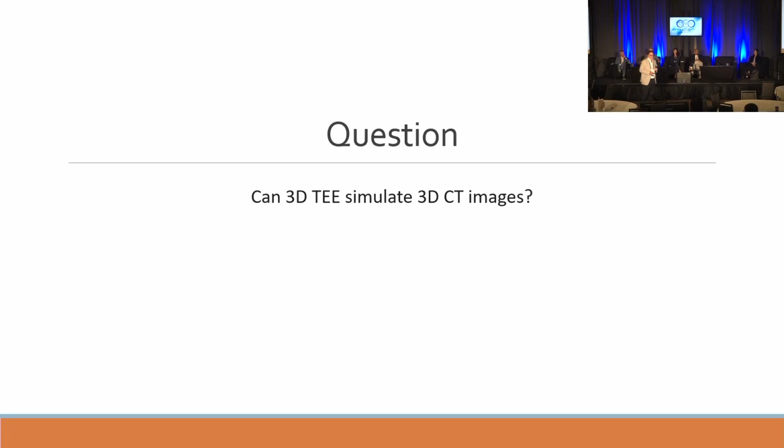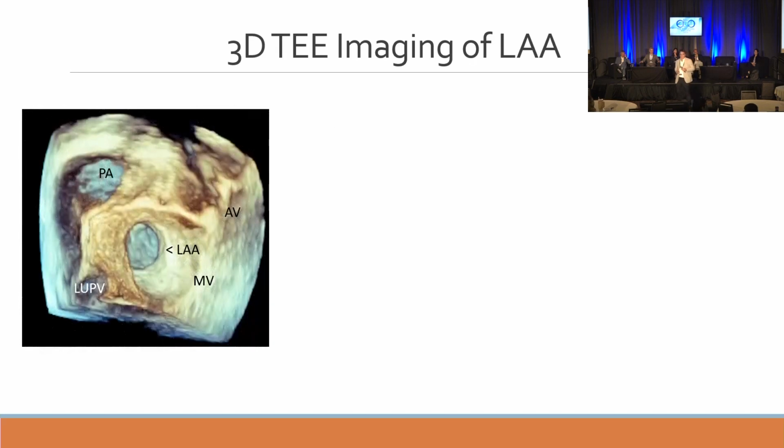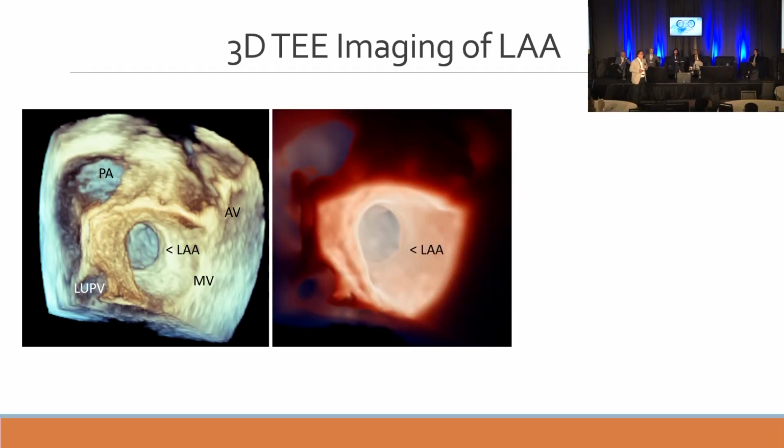So the question is, can we do the opposite? I showed you how CT can emulate TEE images, but can TEE emulate CT images? Okay? And this is the typical representation of the 3D left atrial appendage in my lab. So we put the left atrial appendage in the middle. The mitral valve is about 5 o'clock, the pulmonary artery at 11 o'clock, and the left upper pulmonary vein about 8, 9 o'clock. The reason we chose it is that it's just one tilt left from the surgeon's view of the mitral valve. And then we can render it differently.